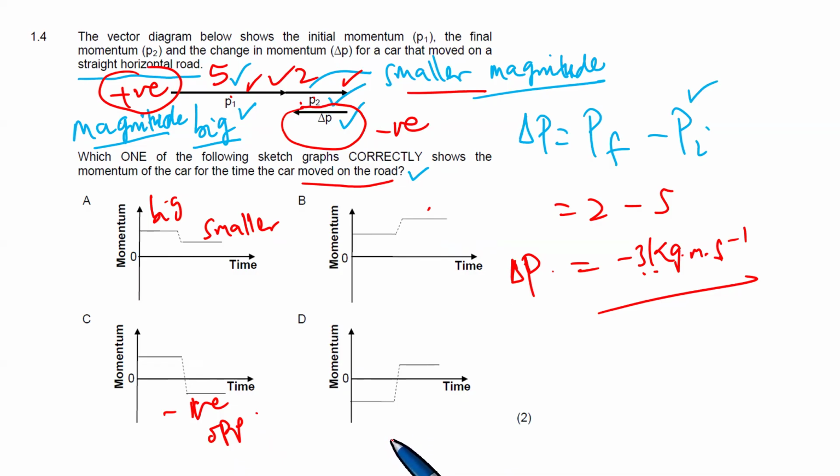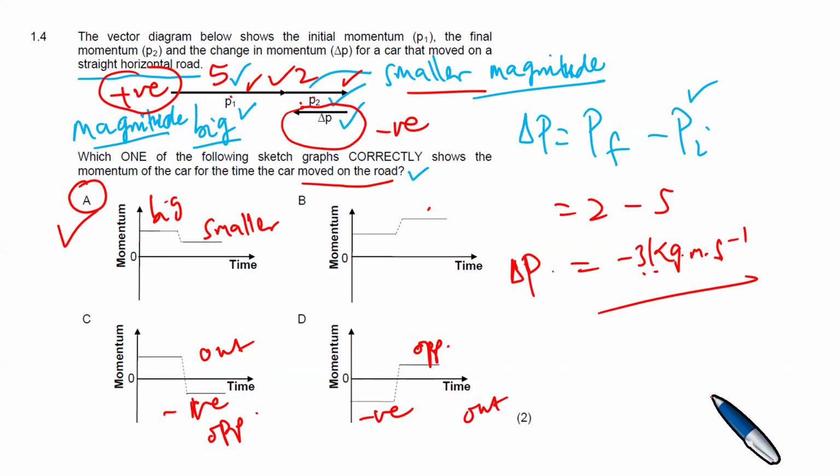If you look at D, you're able to see a negative initial momentum, and the final momentum became positive, in the opposite direction. So these are out, and that is out. The only correct option is that one, because the initial momentum was that, and then the momentum reduced. So in 1.4, the correct option is option A.